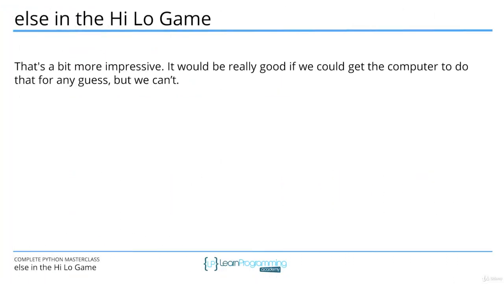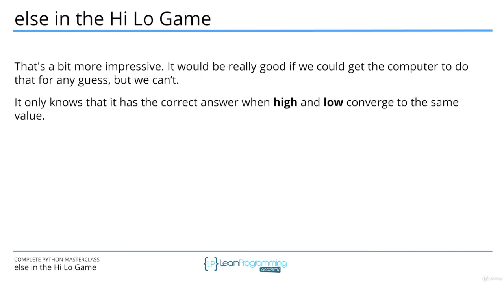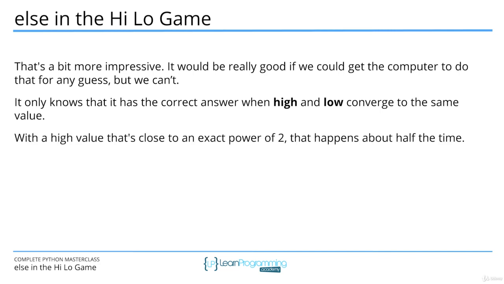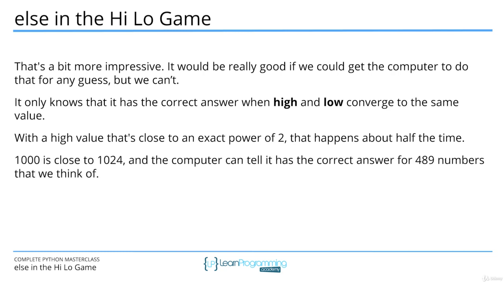What would be really good is if we could get the computer to do that for any guess, but we can't. It only knows it has the correct answer when high and low converge to the same value. With a high value that's close to an exact power of 2, that happens about half the time. 1000 is closer to 1024, and the computer can tell it has the correct answer for 489 numbers that we think of.